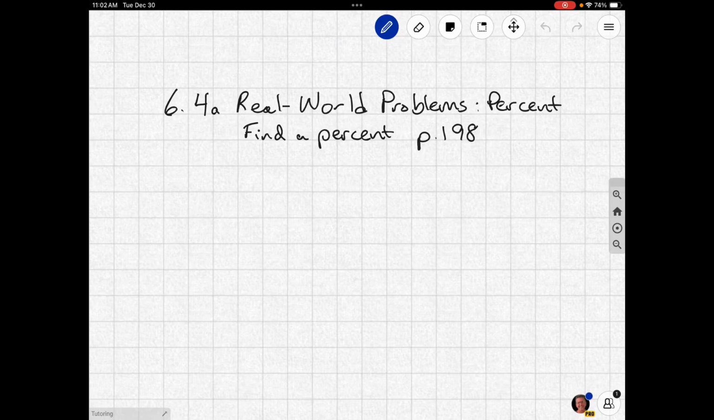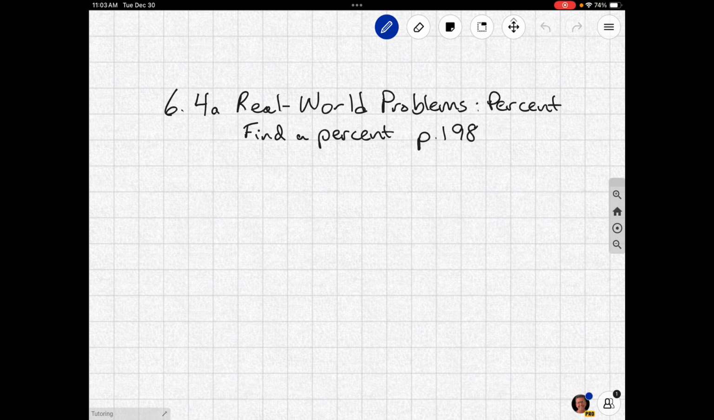Lesson 6.4, we're on page 198, and we're looking at the first concept in 6.4, real-world problems on percent. Finding a percentage given the part of the whole, given the fraction, given the part of whatever the 100% is, we have to find a percent in these types of problems. So the given problem on page 198 is, in her last basketball game, Julie scored 18 of her team's 48 points. Question A says, what percent of her team's points did Julie score?